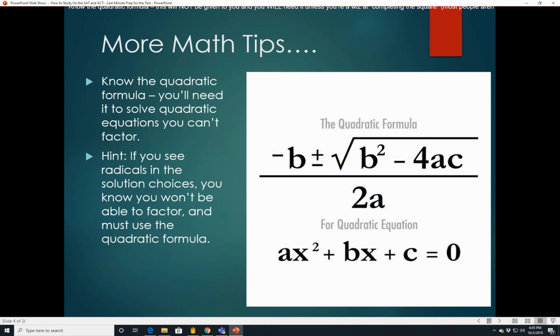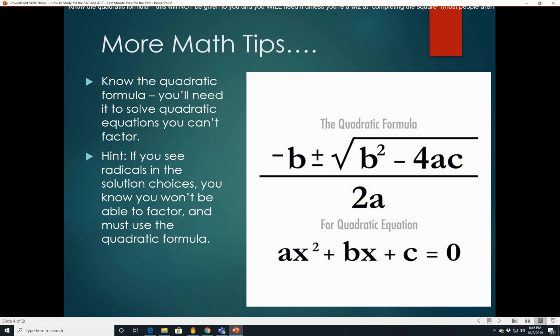And if you see radicals in the solution choices, you know you won't be able to factor and you must use the quadratic formula. I know if you are a real whiz at completing the square, you could use completing the square instead of the quadratic formula, but most students I've tutored don't like the completing the square method.